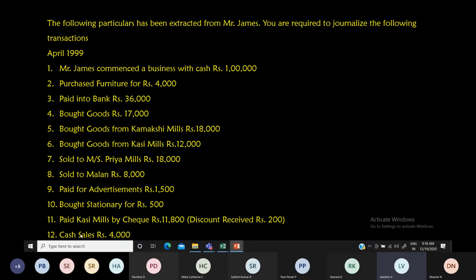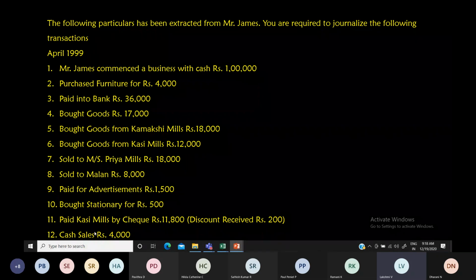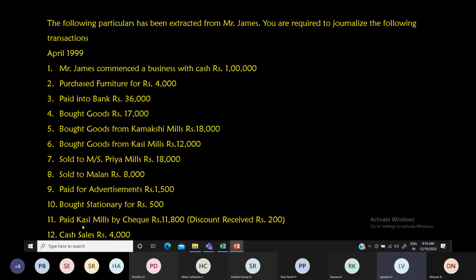And moving to the 12th date transaction, cash sales rupees 4,000. So here the sales given is for cash, so it is very easy for you. They have sold some goods for cash. Cash sales rupees 4,000 they have mentioned here.